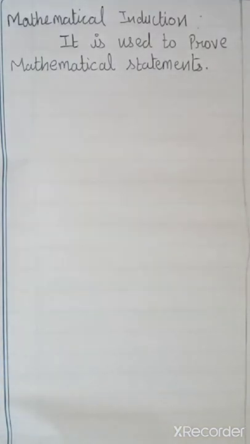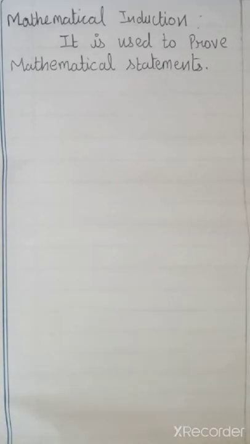For example, in your lower classes, have you studied what is the sum of n natural numbers? What is the formula? The sum of n natural numbers is n into n plus 1 by 2. Have you all remembered? Yes. So how can we say that the sum of n natural numbers is n into n plus 1 by 2? By using this mathematical induction, they have proved that the sum of n natural numbers is n into n plus 1 by 2.